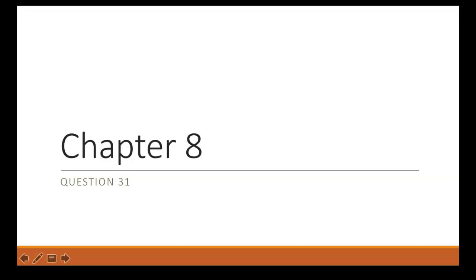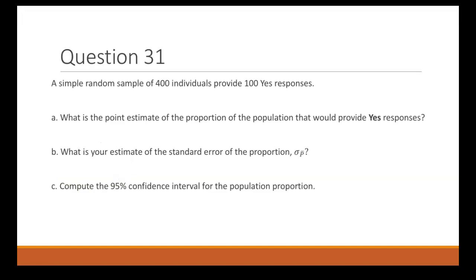Let's take a look at question number 31 from chapter 8. So the question says a simple random sample of 400 individuals provide 100 yes responses. We have three parts to this question. First, what is the point estimate of the proportion of the population that would provide yes responses? Then we need to find the estimate of the standard error of the proportion. And then our final piece, we need a 95% confidence interval.